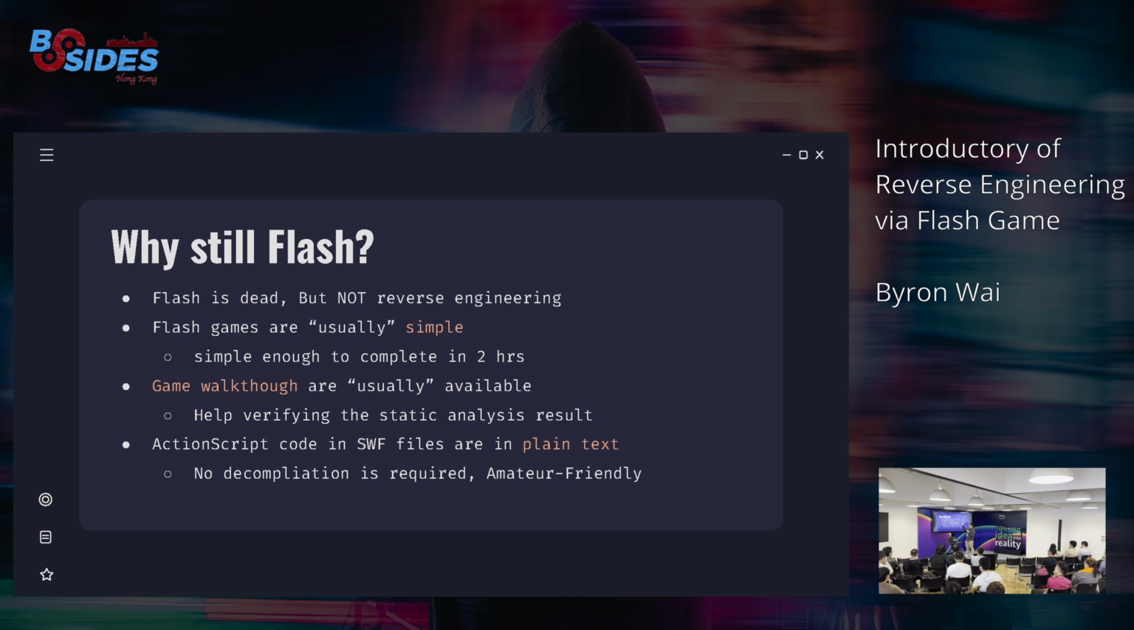It is very simple. Most of the Flash games in the web is just 10 to 20 megabytes. So you can finish the game. It's very simple. You can reverse all the stuff. You can finish the whole game in 2 hours or 3 hours. And because they are already old games, they have a lot of game walkthroughs in the web available. So if you are not sure the steps you are doing are correct or not, or the data still have some mismatch, you can always go to the game walkthrough and see if you are on the right track.